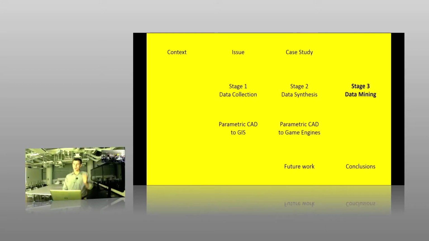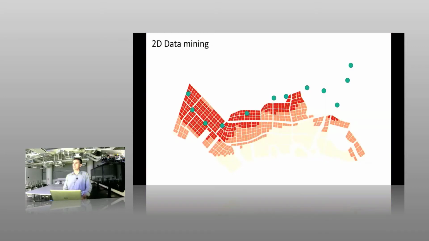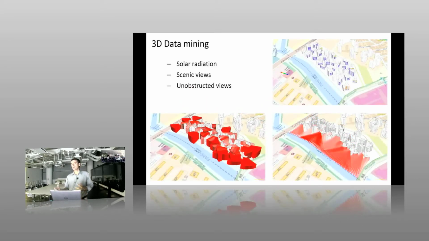The next stage of the project was the data mining stage. We've figured out a way to generate these large-scale urban models, but how can we analyze them? How can we get some more feedback about performance from these models? When we're thinking about this type of data analysis or data mining, there are two types. One is 2D GIS-based analysis, and the other is 3D analysis using 3D models.